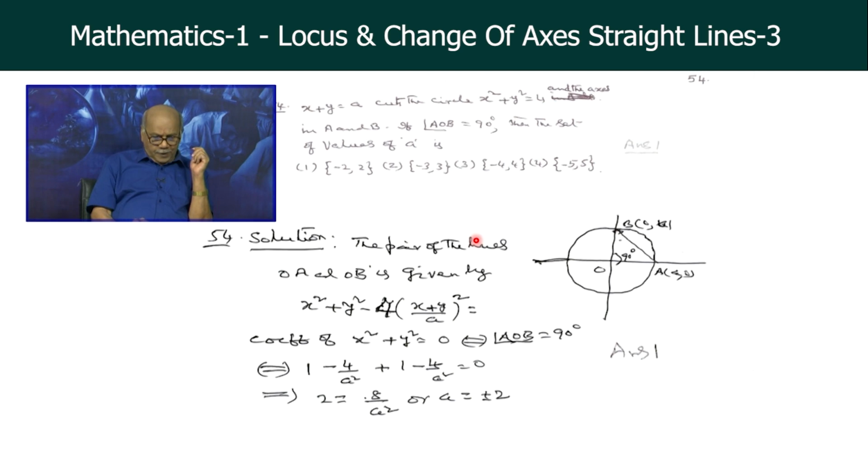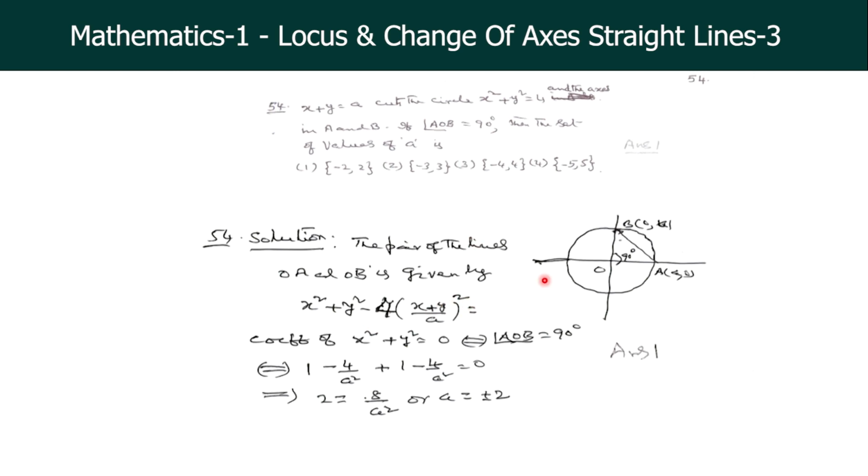So here the pair of lines OA and OB is given by x square plus y square minus 4 into x plus y whole square by a square is equal to 0. Because these two lines are at right angles, coefficient of x square plus coefficient of y square is equal to 0, if angle AOB is equal to 90. So that is 1 minus 4 by a square plus 1 minus 4 by a square is equal to 0. So 2 is equal to 8 by a square, or a is equal to plus or minus 2.